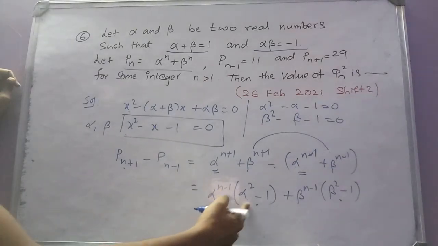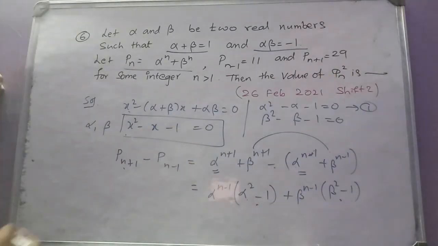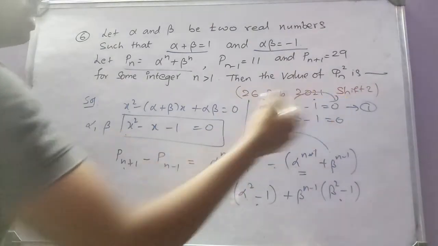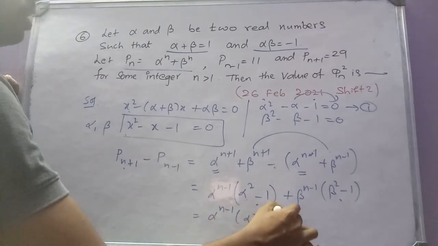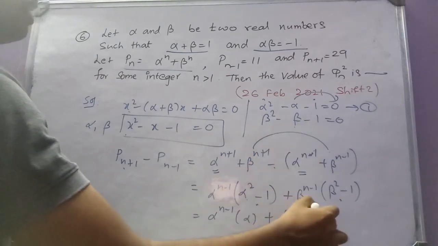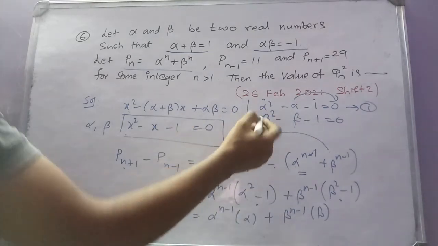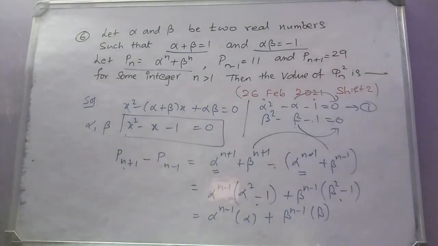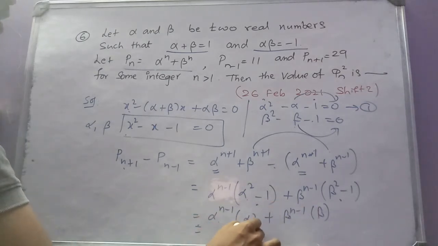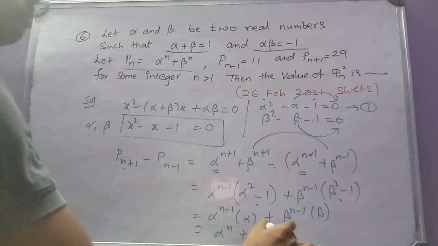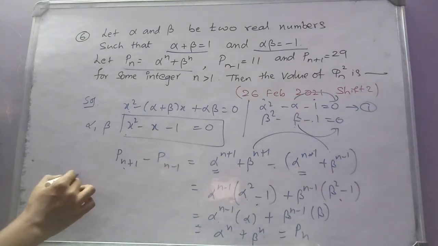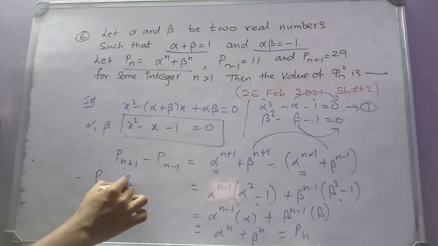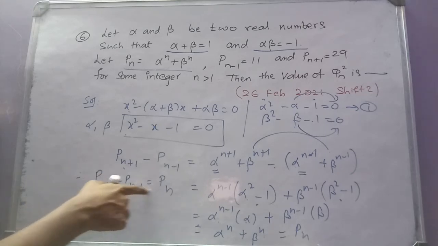Now say what is alpha square minus 1 from the first equation. Alpha square minus 1 is equal to plus alpha only, right? So substitute alpha here. Plus beta power n minus 1 into, from the second equation, beta only, right? Beta square minus 1 is equal to plus beta. The product of these two is alpha power n and the product of these two is beta power n. So do you observe that this is equal to Pn? Therefore the future minus past is equal to present. Pn plus 1 minus Pn minus 1 is equal to Pn.